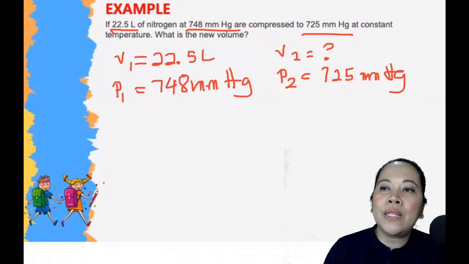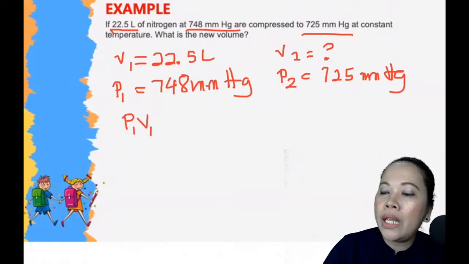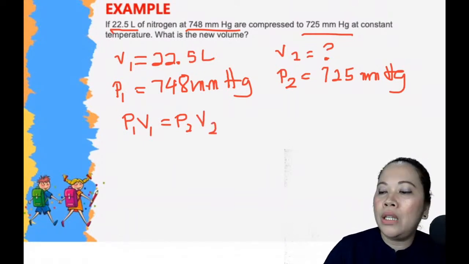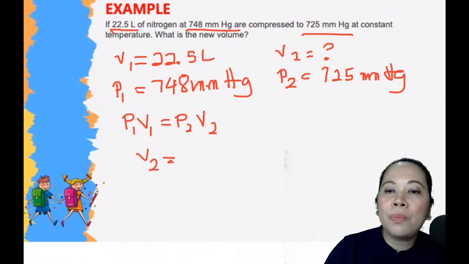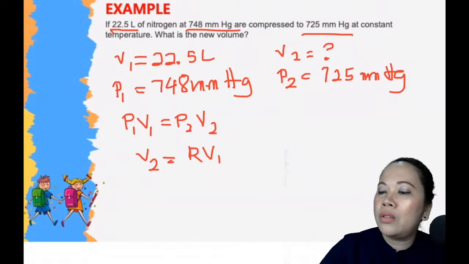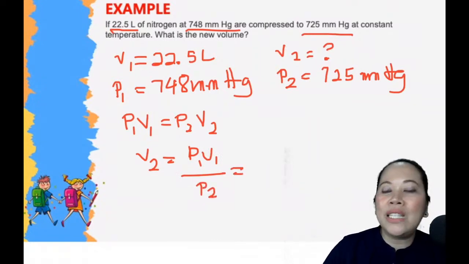Since volume 2 is missing, we apply what we have learned. As I mentioned, it's only pressure and volume which are multiplied. Temperature is always divided. So P1 V1 equals P2 V2. The first step is to rearrange the formula. Since we need V2, we have to transfer P2. P2 is being multiplied to V2, so when you transfer it, it becomes divided. So V2 equals P1 V1 over P2. Then all you need to do is substitute.